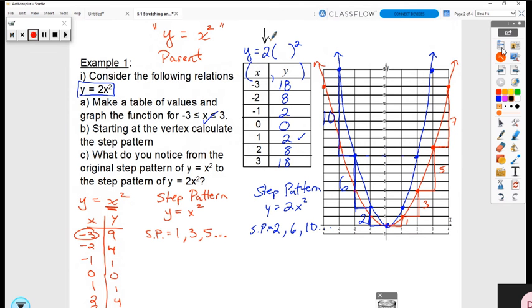It's that a value. So what happened is this original red graph got squished a little bit. It's more narrow. Yeah? It's much more narrow. You can see it. And that's what that 2 does. When it's a 2 there, it makes these things a little bit more narrow. What do you notice from the original step pattern? Original step pattern is multiplied by 2.